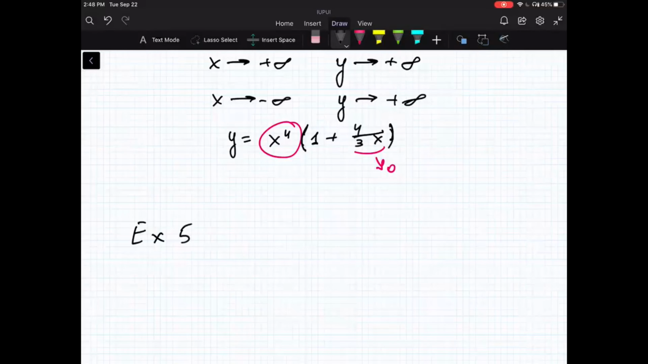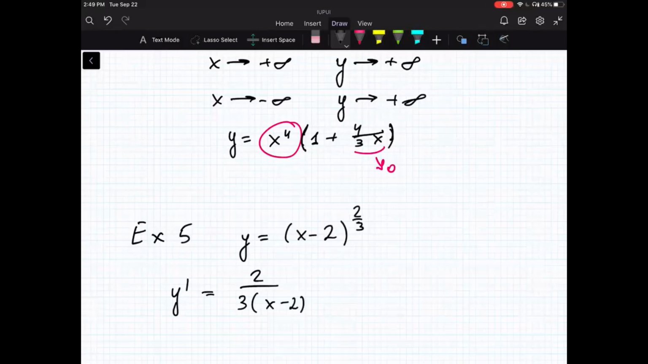Example 5, I will not do all steps, but I will emphasize some features. So suppose I have y equals (x minus 2) to the power 2/3. Then y prime, if you calculate it using the generalized power rule, for example, or chain rule, is 2 over 3 times (x minus 2) to the power 1/3. And if you continue and calculate the second derivative, it will be minus 2 over 9 times (x minus 2) to the power 4/3.